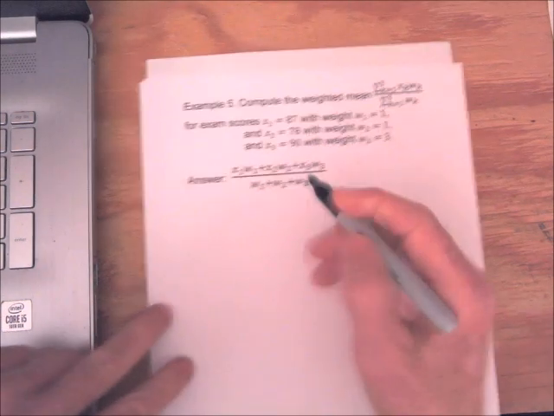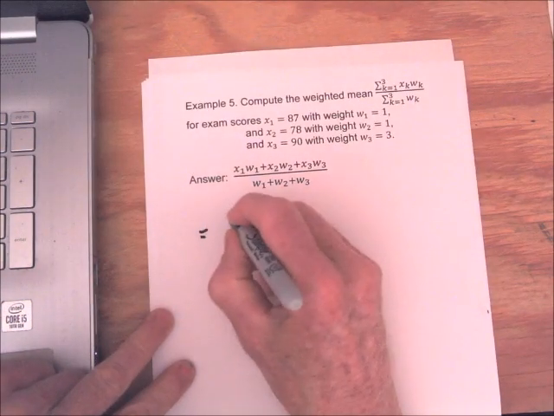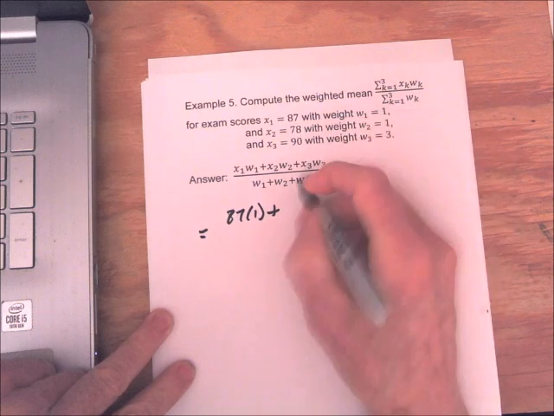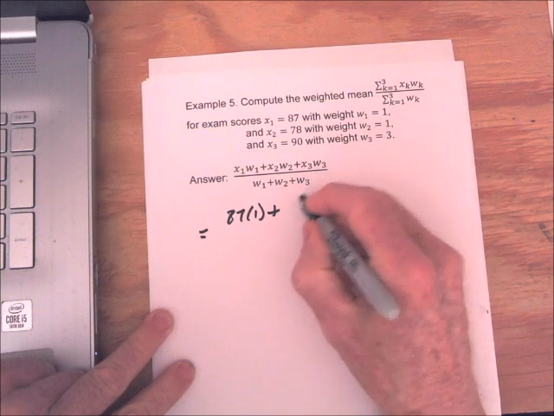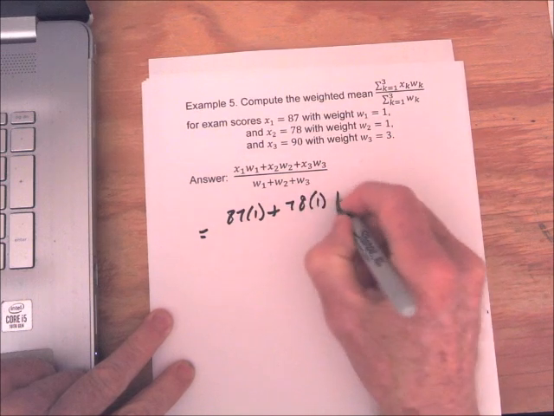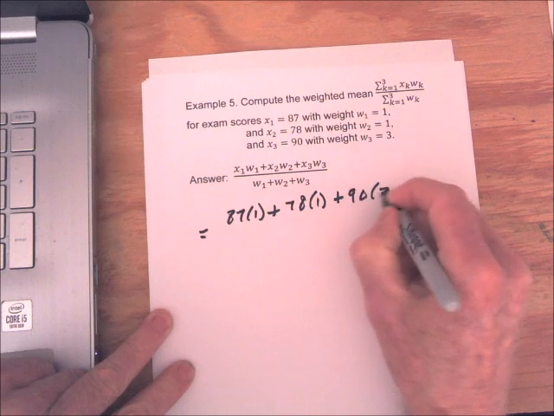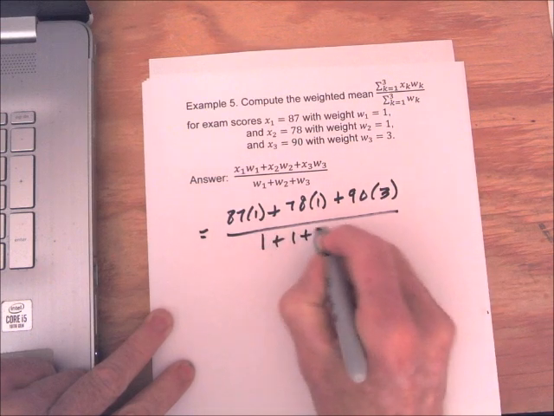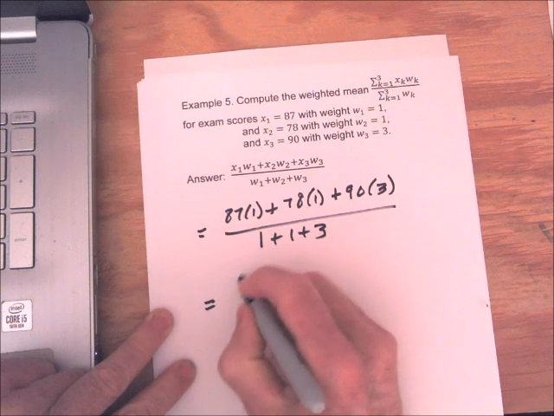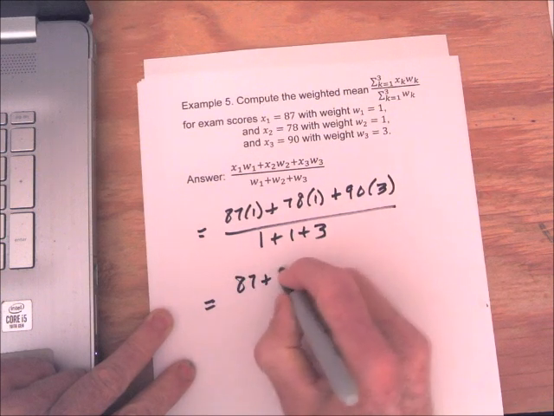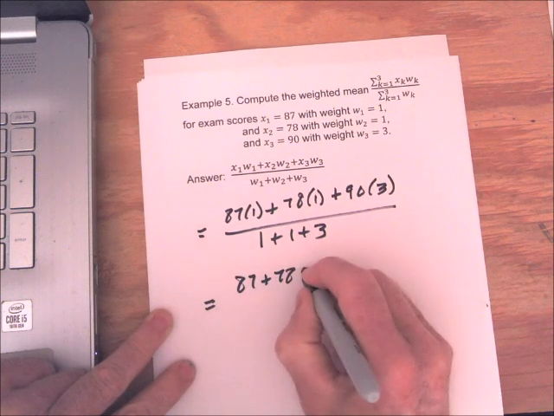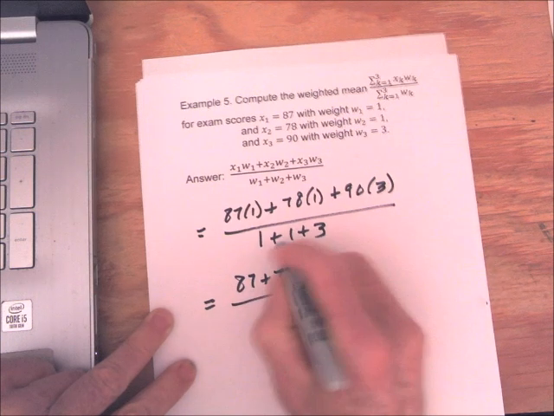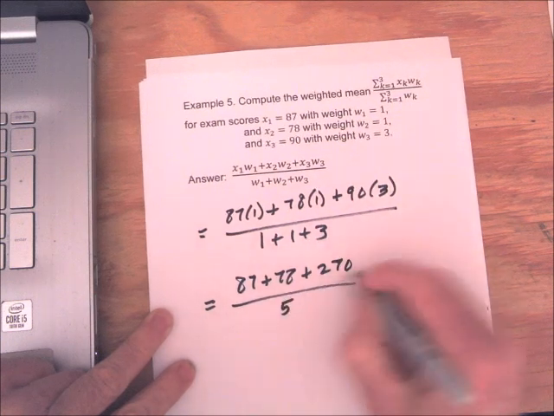So this is going to be 87 times 1. 87 is weighted 1. 78 is also weighted 1. And 90 is weighted 3. And then we want to add the weights 1 plus 1 plus 3. So 87 times 1 is 87. 78 times 1 is 78. 90 times 3 is 270. 1 plus 1 plus 3 would be 5.